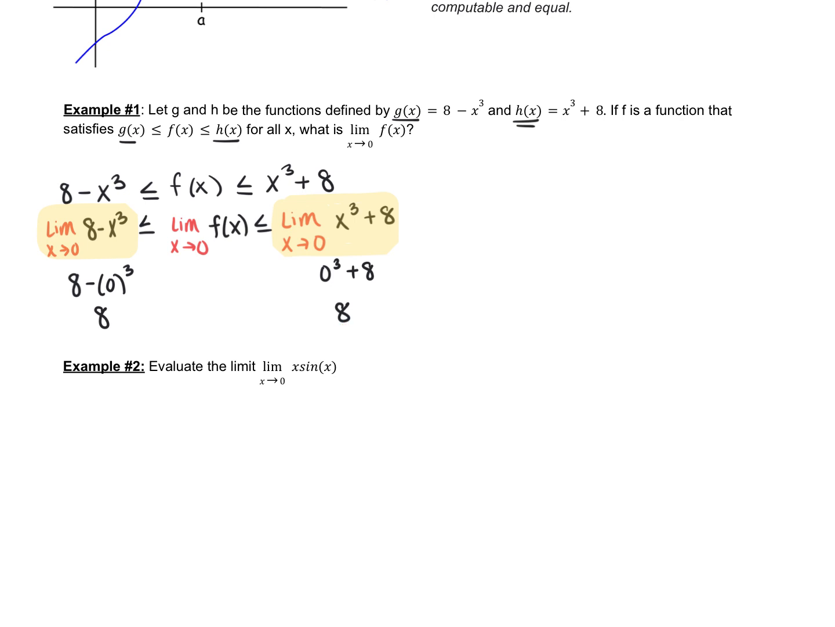Now, just to write it nicely for the AP exam, we're going to say the limit as x approaches 0 of f of x. We're just going to drag this down, and then one more time, the limit as x approaches 0 of f of x. So since we've proved that these two endpoints are equal and their limit is 8, it implies that this limit is 8. So the answer, using the squeeze theorem, is that the limit as x approaches 0 of f of x is in fact 8.